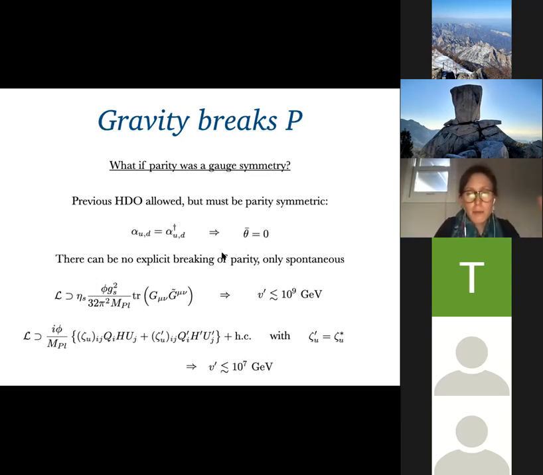So demanding that the contribution from these operators to theta bar is smaller than 10 to the minus 10 implies an upper bound on the parity breaking scale. And the strongest bound actually comes from this second operator and is of around 10 to the 7 GeV. So this is a much weaker bound than before when we were considering parity as a global symmetry. Overall, the message is that this class of solutions to the strong CP problem are very robust to the breaking of parity by higher dimensional operators.